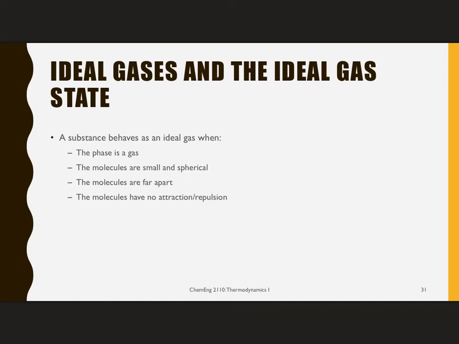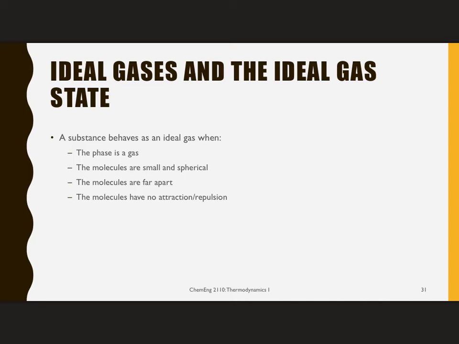Another kind of topic that we want to talk about is ideal gases and the ideal gas state. Now, you've had a chemistry course, so you've talked about ideal gases before. Ideal gases don't exist. Okay, so let's get that one out of the way. But we can say that something behaves like an ideal gas if it meets these 4 conditions. And the first one is it has to be a gas. If it is a liquid, it is not an ideal gas, okay?